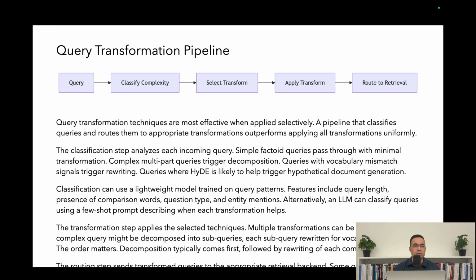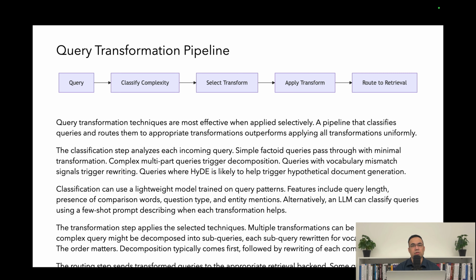Classification can use a lightweight model trained on query patterns. Features include query length, presence of comparison words, question type, and entity mentions. Alternatively, an LLM can classify queries using a few short prompts describing when each transformation helps. Multiple transformations can be composed. A complex query might be decomposed into subqueries with each subquery then rewritten for vocabulary alignment. The order matters. The decomposition typically comes first, followed by the rewriting of each component.